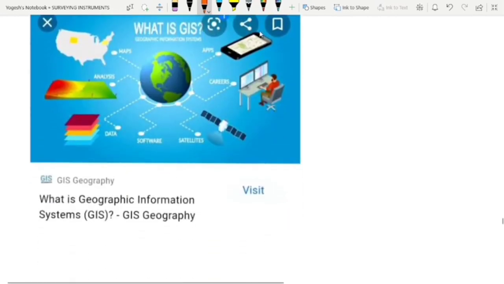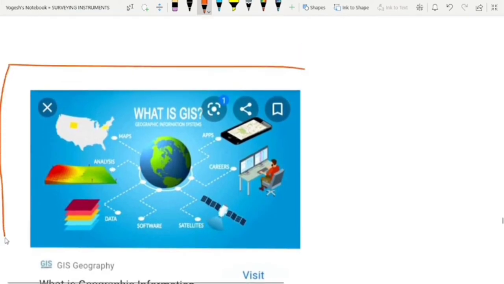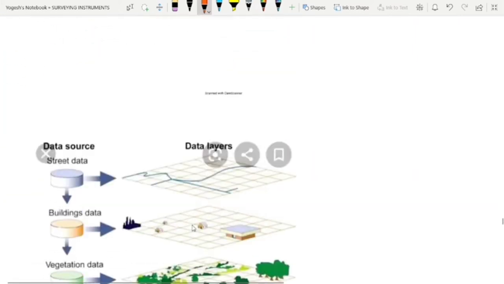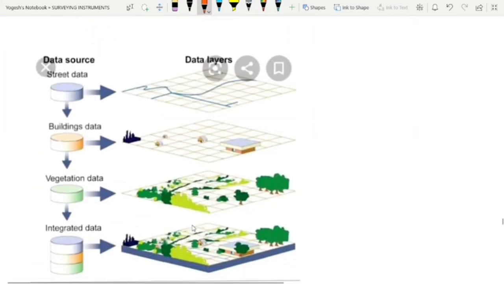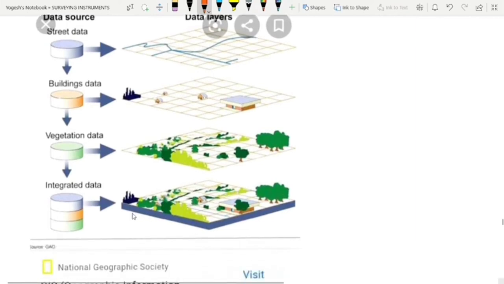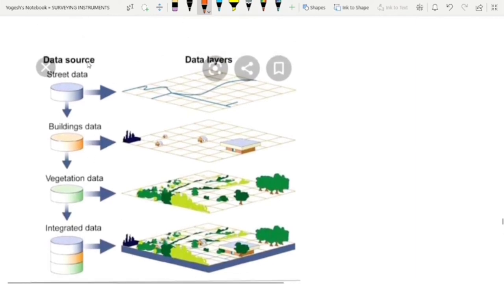GIS, that is the geographical information system, has a setup like this. We have discussed each and everything: the software tools, the computers, or you can say the hardware tools, different satellites, software, and different data. 2D and 3D analysis is done, and maps are plotted around the earth. These are the different data layers for the GIS: integrated data, vegetation data, building data, and street data.